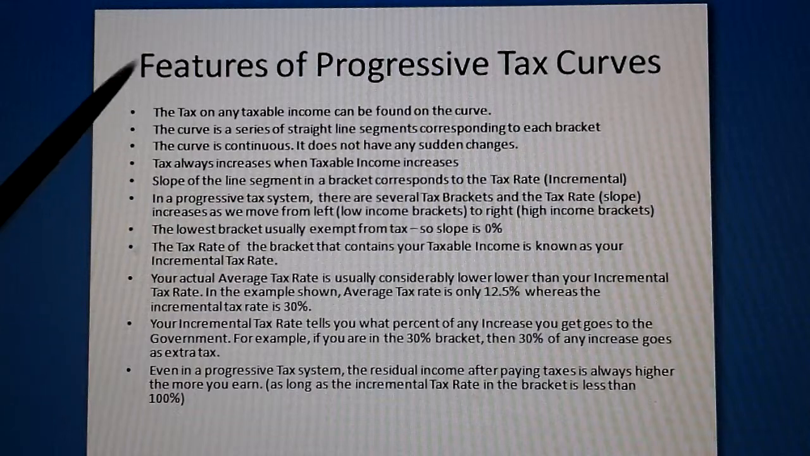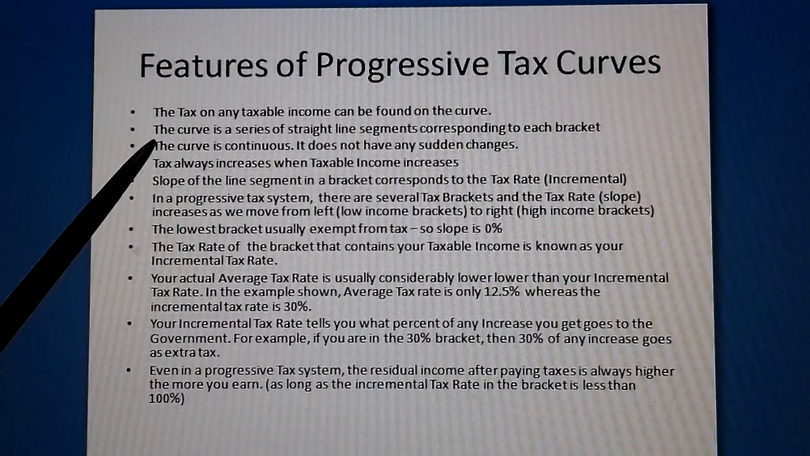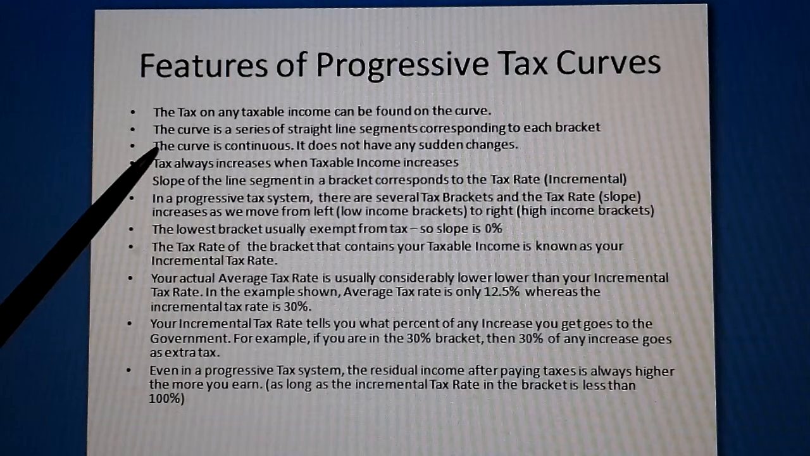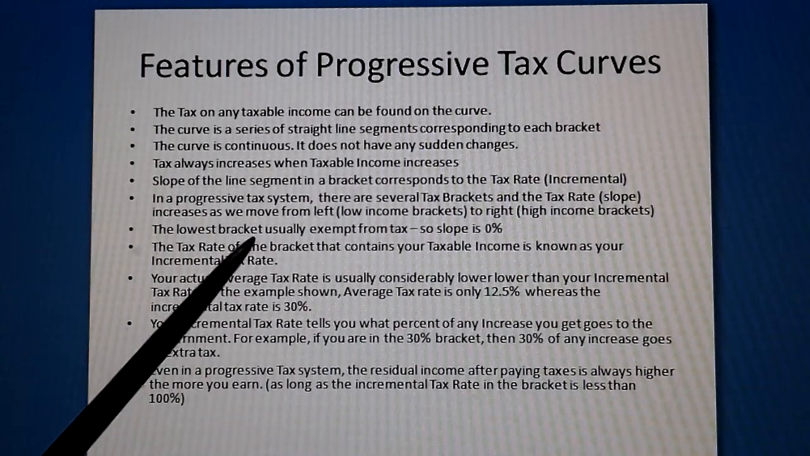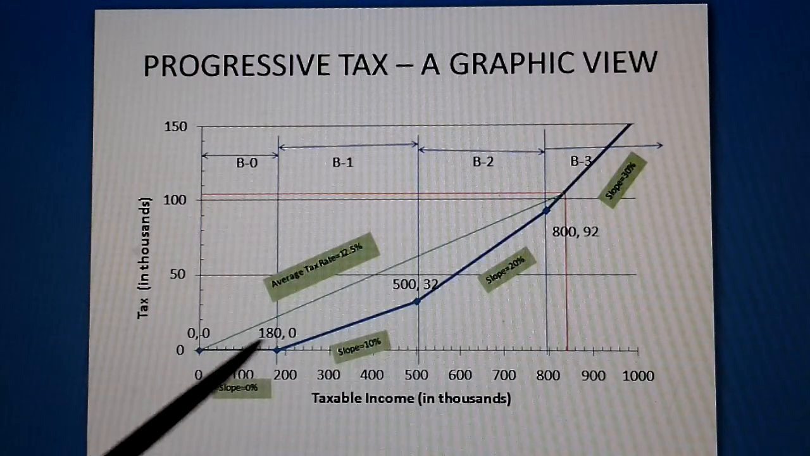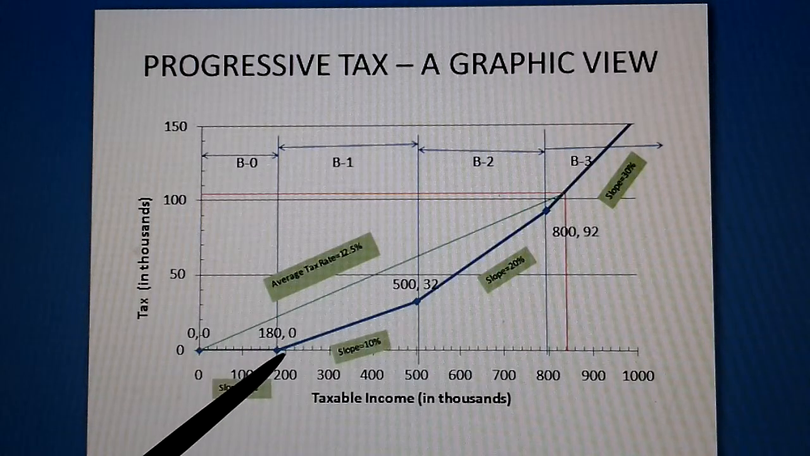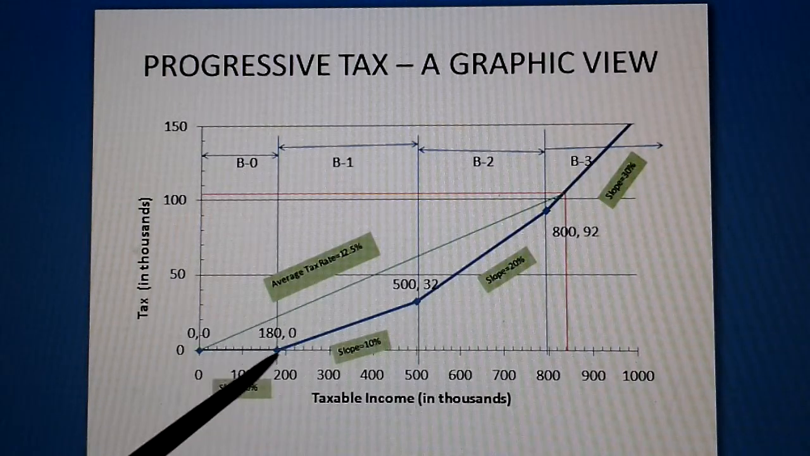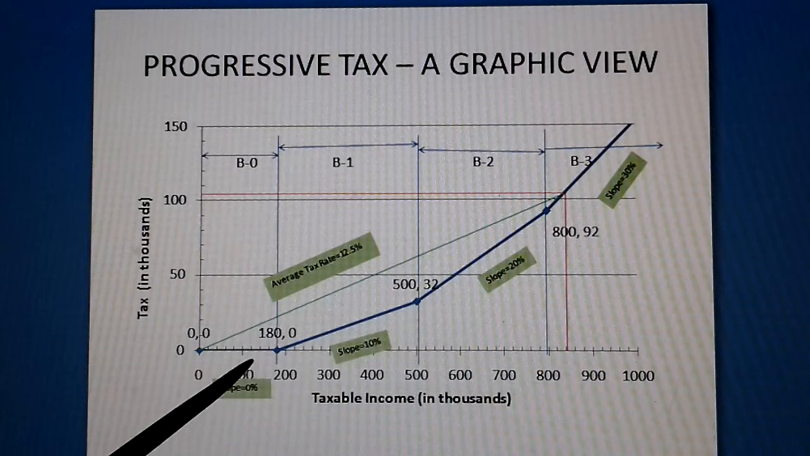Another thing you'll notice is that even though the curve is made up of 4 straight lines, it is continuous. It doesn't have any sudden changes, in the sense that there's no sudden jumping from here. If the tax suddenly went up to this without any increase in income, that would be a jump, and that wouldn't be a proper progressive tax system.